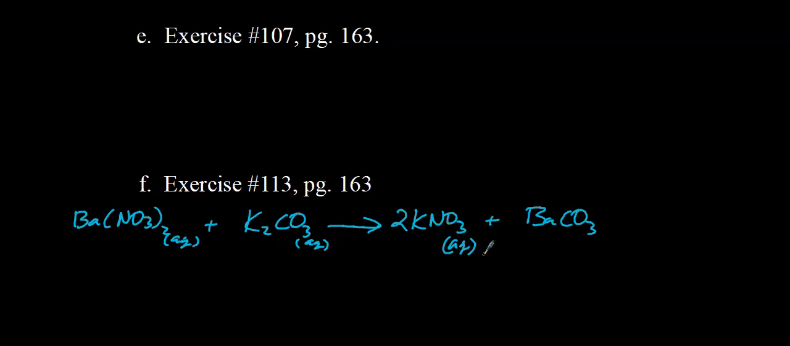All alkali compounds are soluble. All nitrates are soluble. Barium carbonate, soluble or insoluble? Most carbonates are insoluble. There are some exceptions. Those exceptions are the group 1s and ammonium compounds. This one is not soluble. Be careful here. S does not mean soluble. S, in fact, means insoluble. Go ahead and pause if you haven't already written the ionic and net ionic equations.